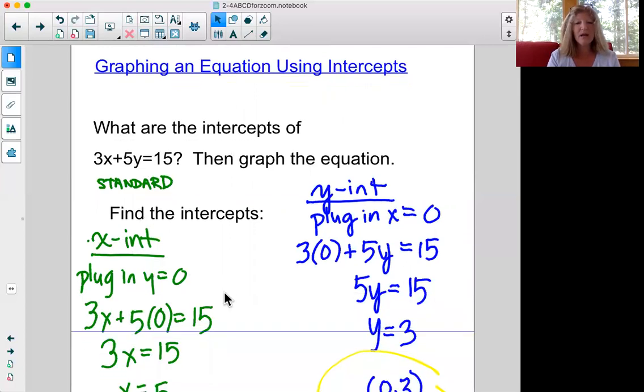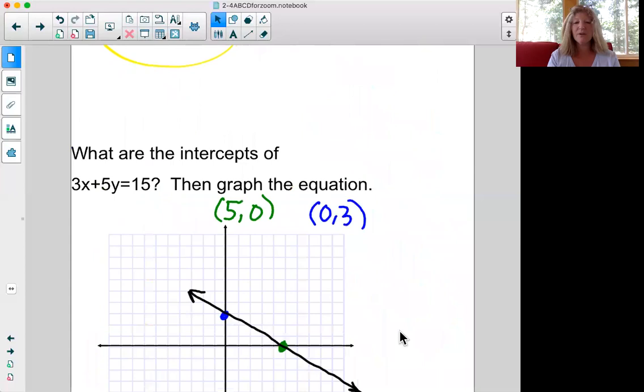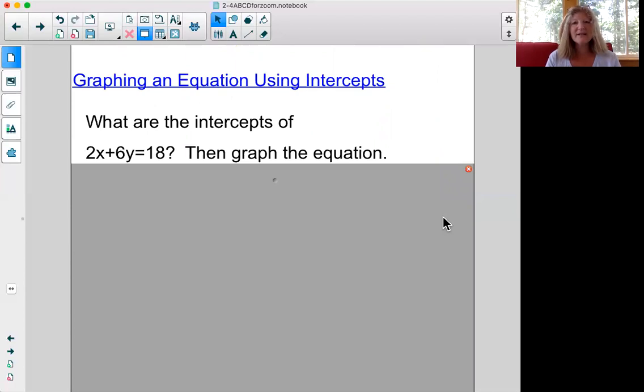So when we plug in a 0, we see 3x plus 0 equals 15, so x must be 5. So 5 comma 0 is our x-intercept. If we put a 0 in for x and solve for y, we get 3. So 0, 3 is our y-intercept. Once we know those 2 points, we can plot them on the graph and connect the dots, and you've sketched a graph of this line in standard form.